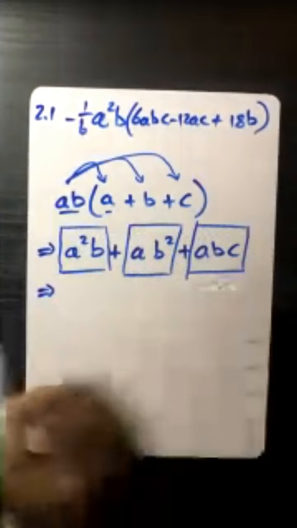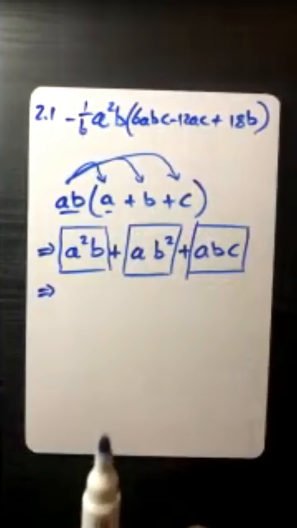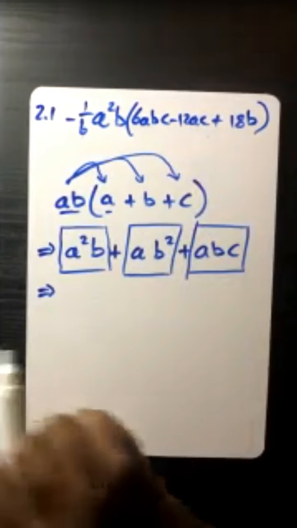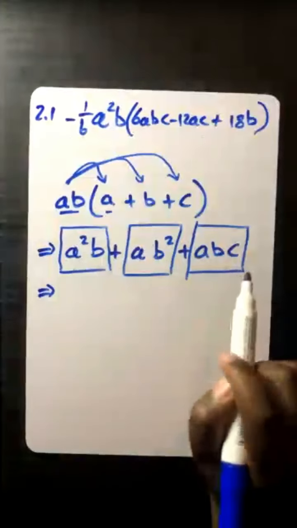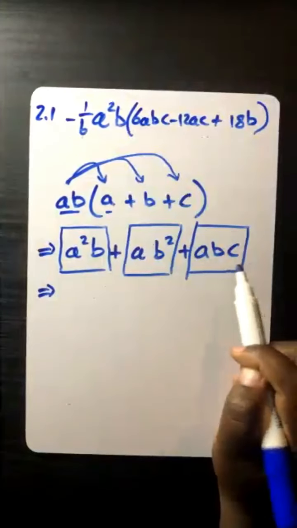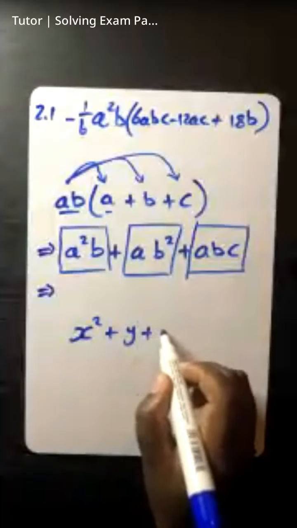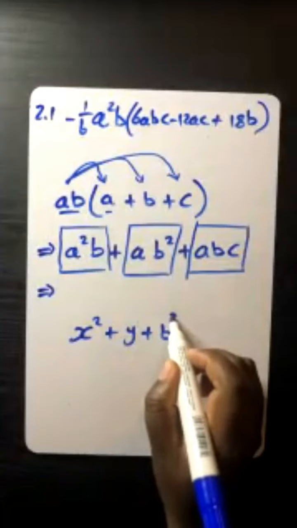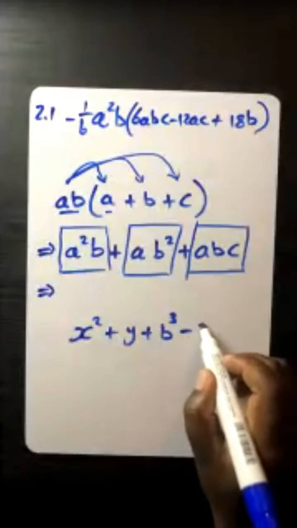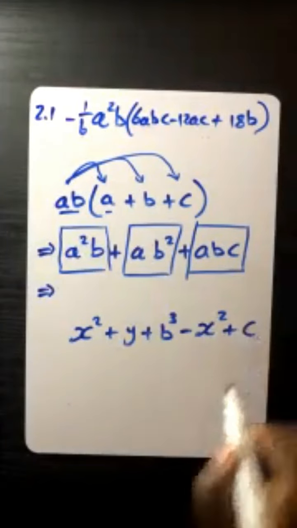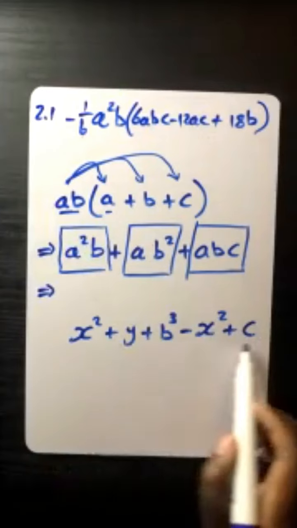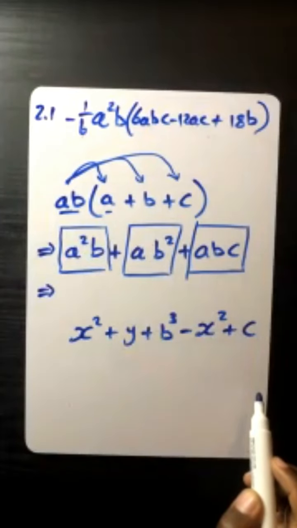Yes, sir. So Shreyas, when we talk about like terms, it means when you look at this term, you should see the same arrangement of letters. I'll give an example. Let's say we had x squared plus y plus b to the exponent 3 minus x squared plus c. So how many terms have we got on that expression? 5. 5 terms, ne?